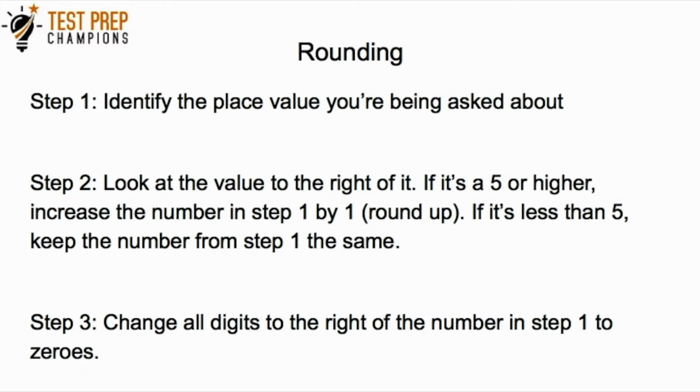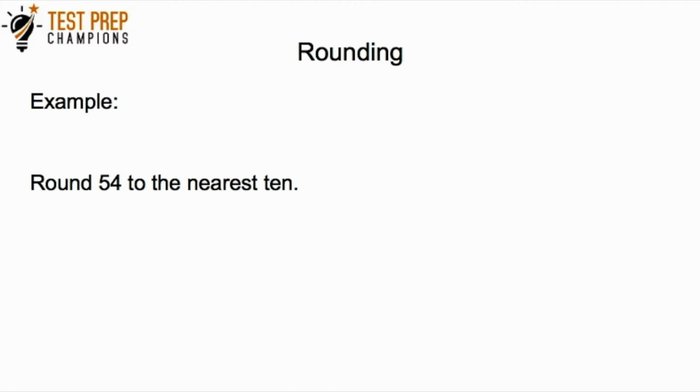And if it's a 5 or higher, you're going to look at that number from step 1 and you're going to increase it by 1. In other words, you're going to round it up. Now, if that number is less than 5, keep the number from step 1 the same. And the last step is to change all of the digits to the right of the number in step 1 to zeros. Now, I know if you're just looking at the wording, it can be a little confusing to know what I'm talking about. So we're going to jump in to an example here.